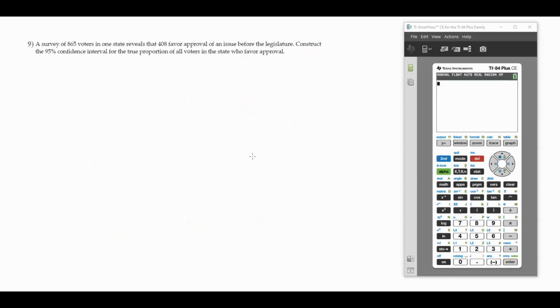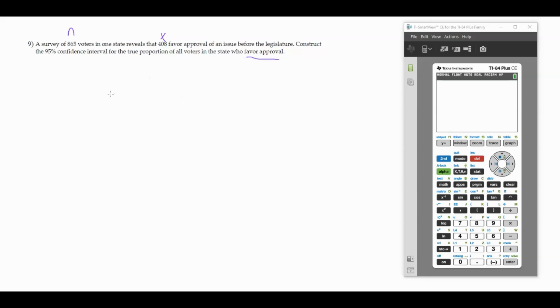A survey of 865 voters in one state reveals that 408 approve an issue before the legislature. Construct the 95% confidence interval for the true proportion of all voters who favor the approval. So this wants a confidence interval for a proportion. It gave me n, it gave me x. X the number of successes. Success is, in this case, defined as approval because right here, favor approval.